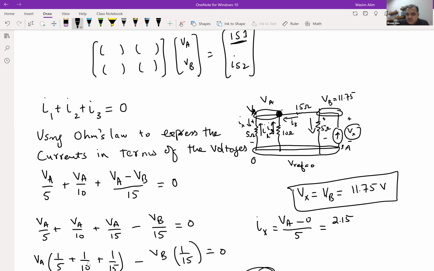2.15, which was what we calculated, divided by 5. And this is going to be 0.43 amperes. Okay, so that's going to be your solution for I sub x. Sometimes you're going to be asked to find other quantities in the circuit also. So that's generally the process.